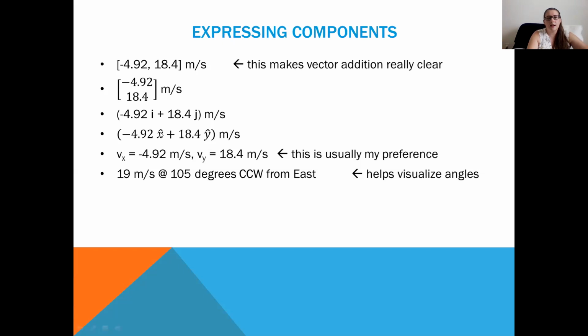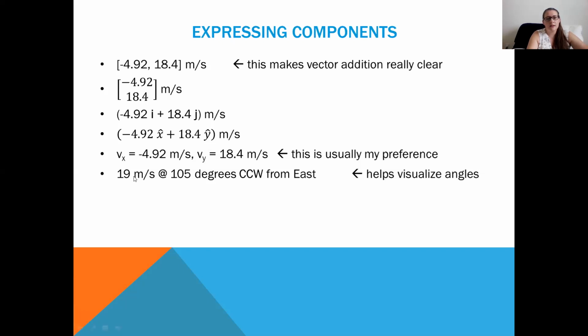You might see them written as x hat and y hat to show you that it's this far in the x direction and this far in the y direction. Usually I will write it like this: velocity in the x direction is this, and velocity in the y direction is this. I think that just makes it really straightforward. So that's usually going to be my preference.